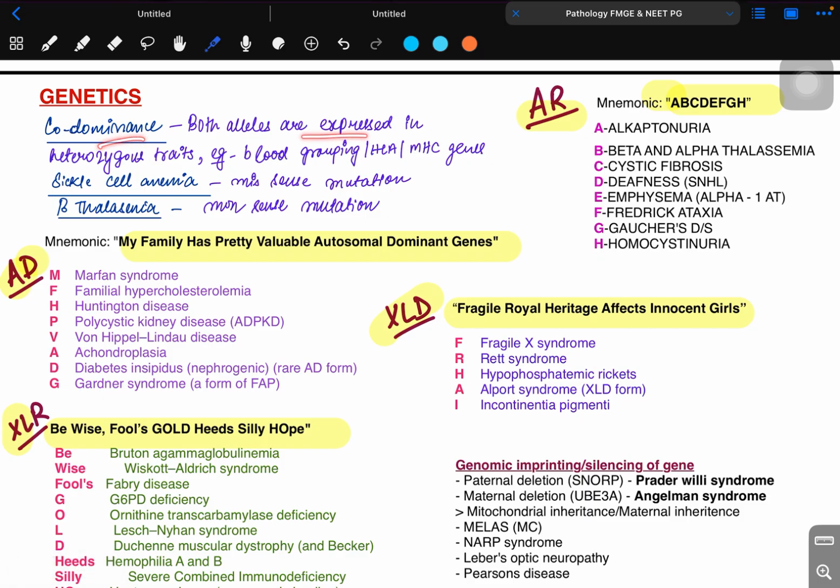Both the alleles are expressed in heterozygous state. Example, blood grouping or HLA or MHC genes. Sickle cell anemia, we can find missense mutation, and beta thalassemia, we will find nonsense mutation.